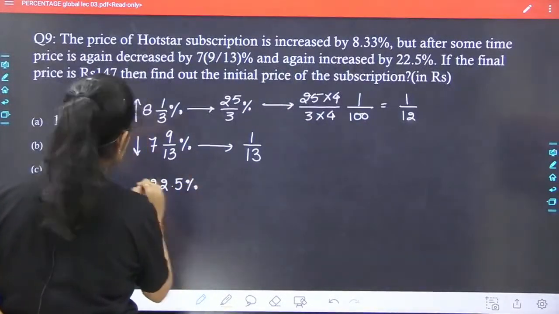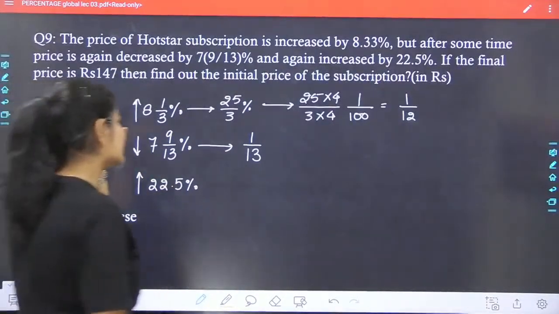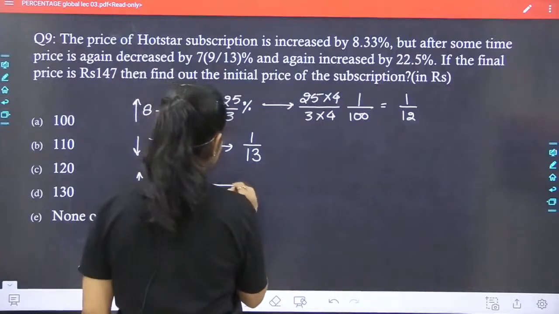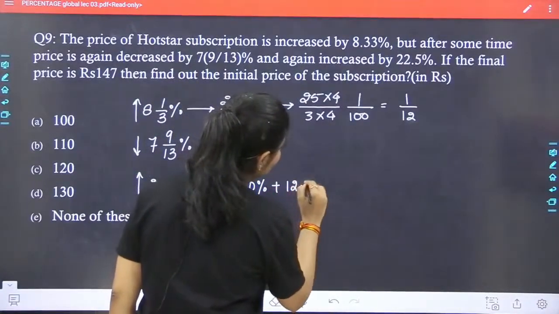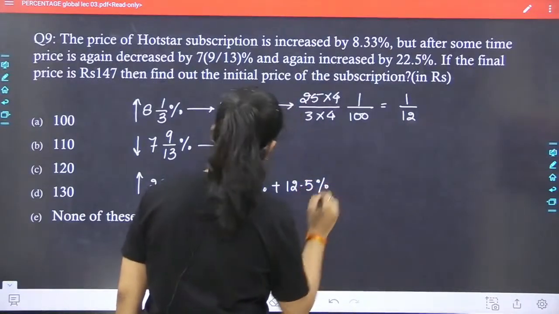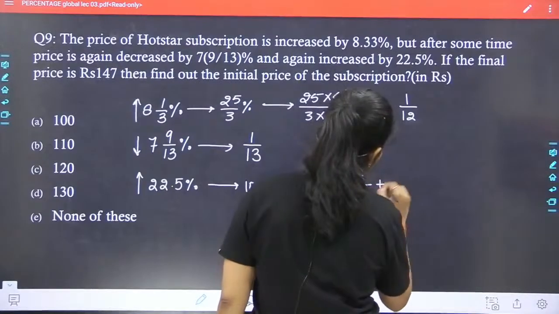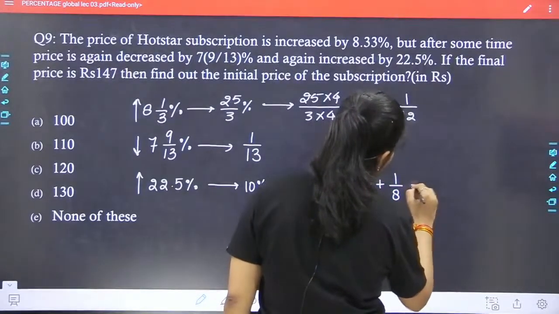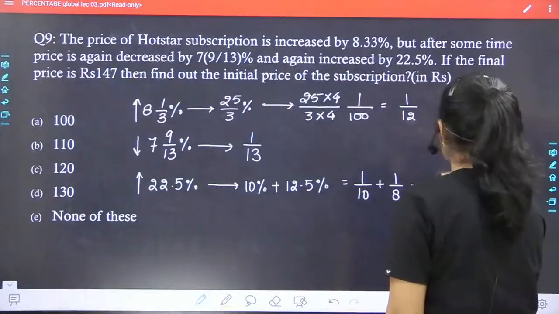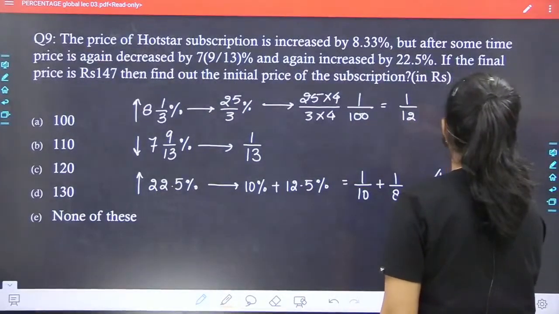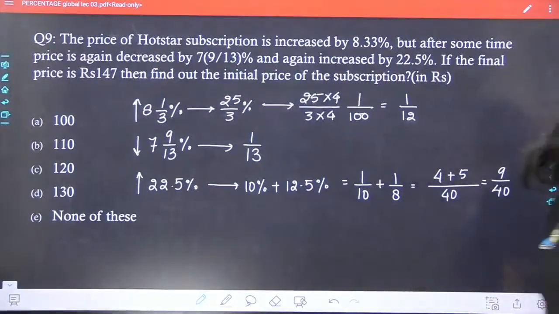Now again there's an increment of 22.5%. That means I can write it as 10% plus 12.5%, right? And I can write it as 1 by 10 plus 1 by 8. So I simply take the LCM, and LCM is equal to 40. 4 plus 5, and it will become 9 by 40.